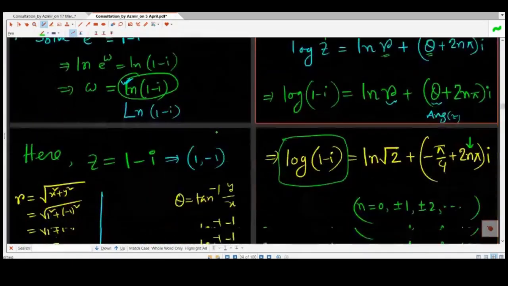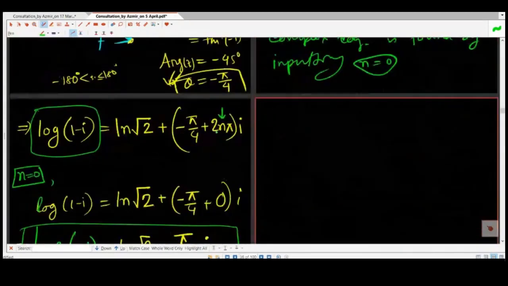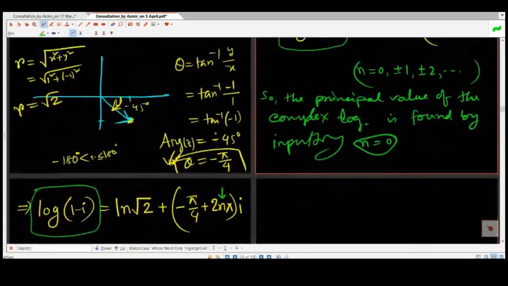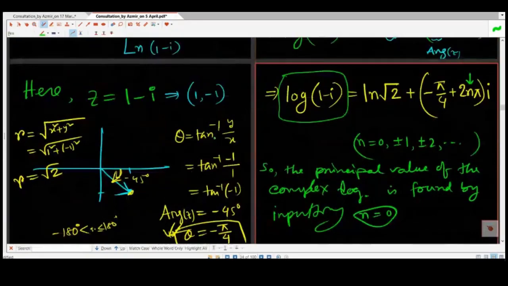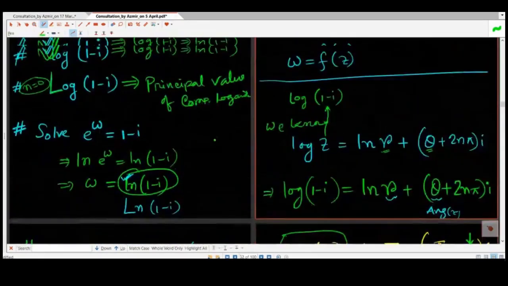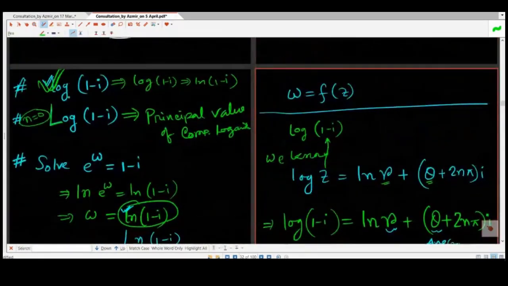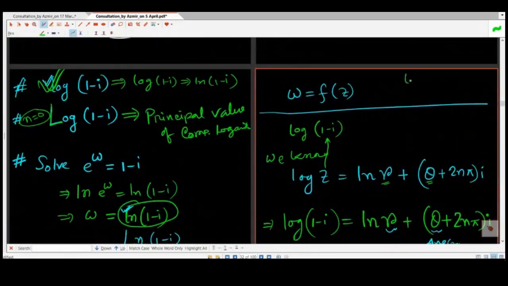So if we want to find the branch point of this complex logarithmic function, we can think this way. We have log z. So we know that if we have log z, this is log z minus 0. That means at z equals 0, there is a branch point. That means z equals 0 is known as a branch point.